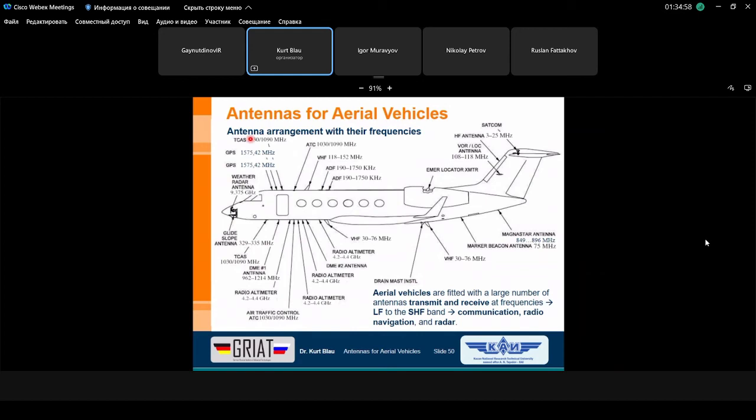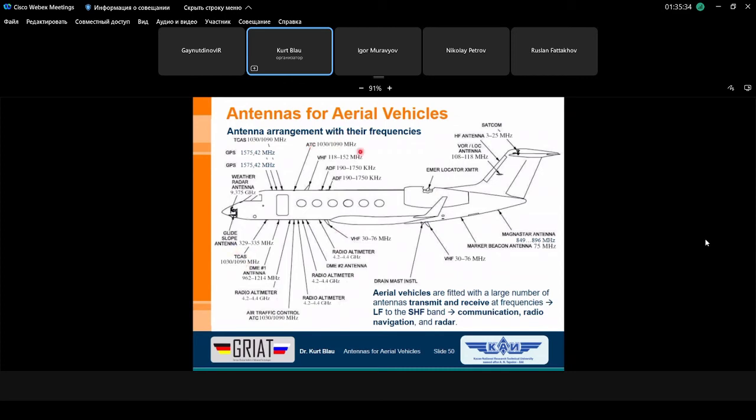Then it's clear we have the GPS antennas and GPS receivers on board, which are necessary for determining the position in the air. It's for self positioning of the aircraft. Then we have other services here. The same, it's traffic control. It's also on the top.